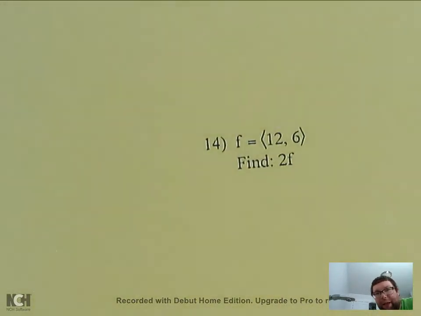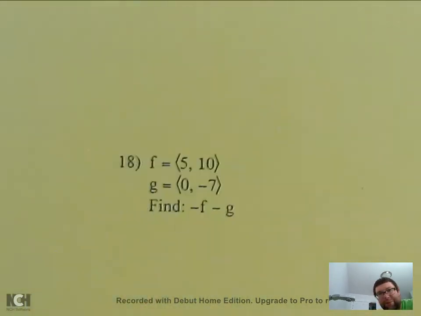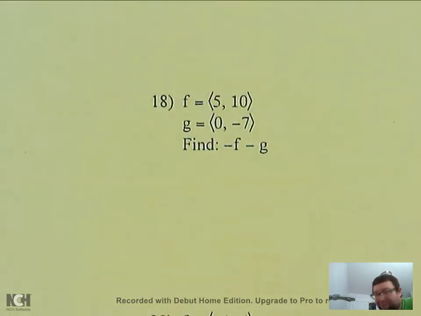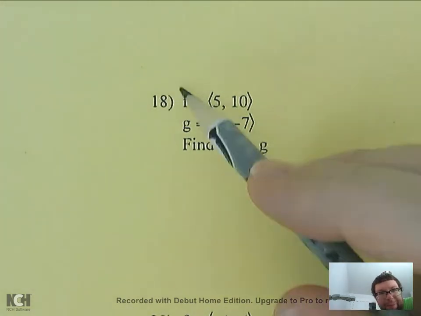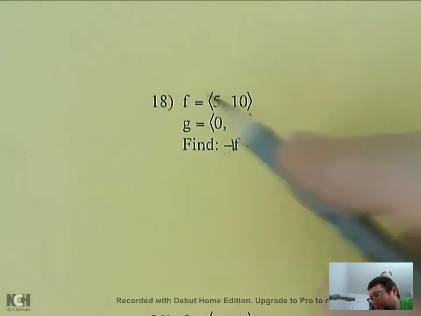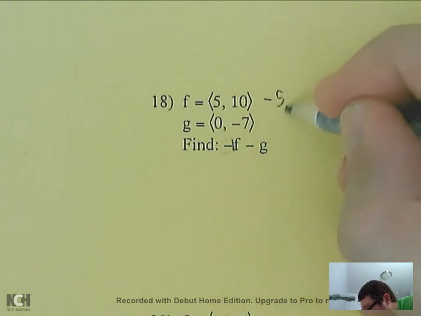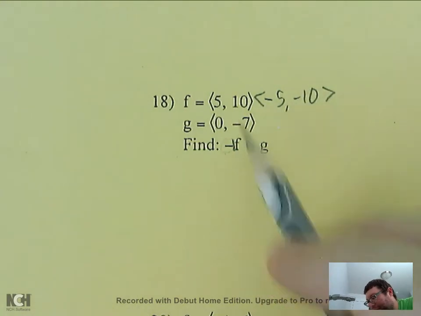Now, that's all you're basically doing with these scalars here. Now, you are going to run into some problems like this. Actually, let's do this one, where you have a scalar and an operation. The scalar, I just have a negative in front of the f. Again, negative is the same as a negative 1. So basically it wants me to multiply f by negative 1 and then subtract g. So let's find negative f first. Negative f would be negative 5 and negative 10. That's negative f. And then it wants me to subtract g.